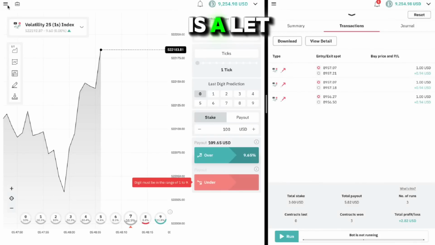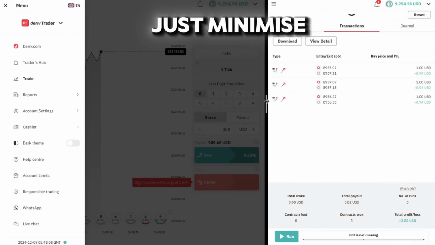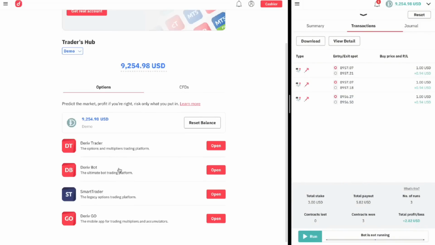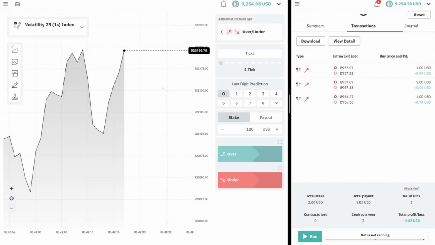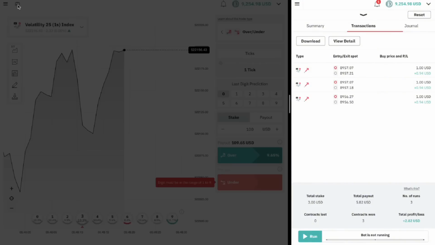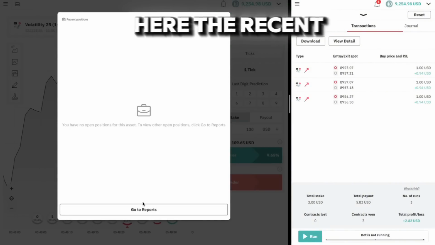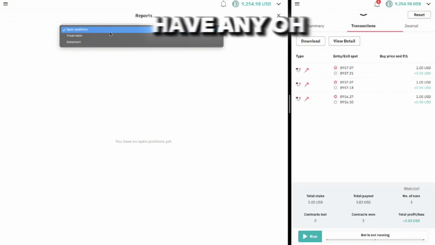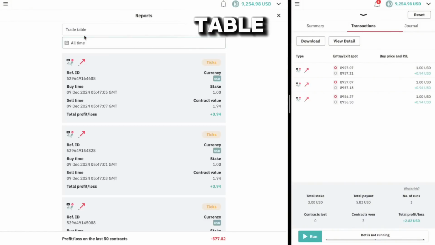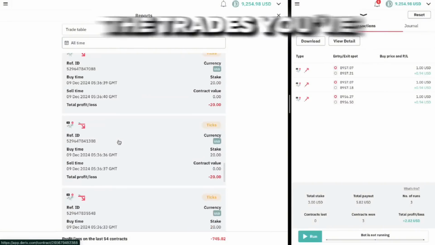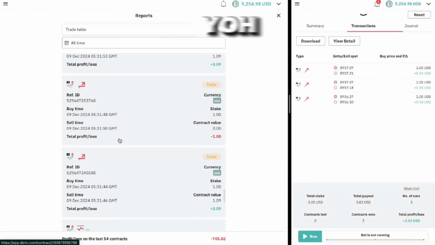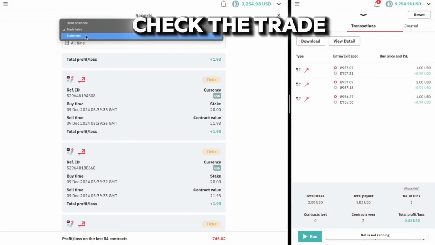is, let me just minimize this completely. We come to Traders Hub. There's this part here, the recent positions. So if you went to report, you're able to see. I don't have any, so the trade table. This shows you the trades you've been taking. For example, you went to your account and you're like, yo, what have I been doing? You can just check the trade table.